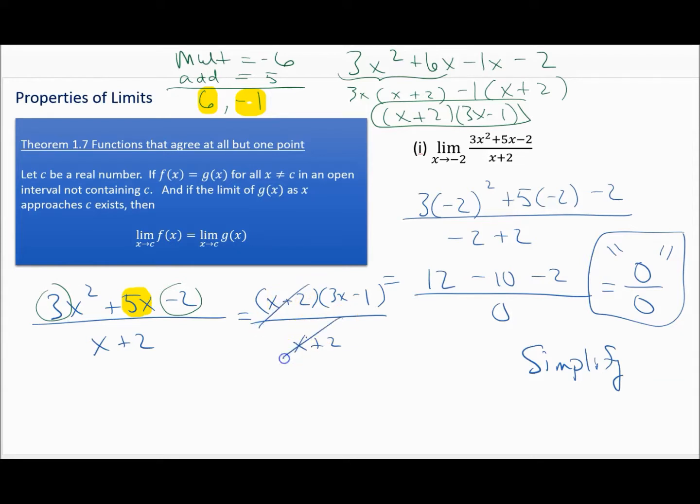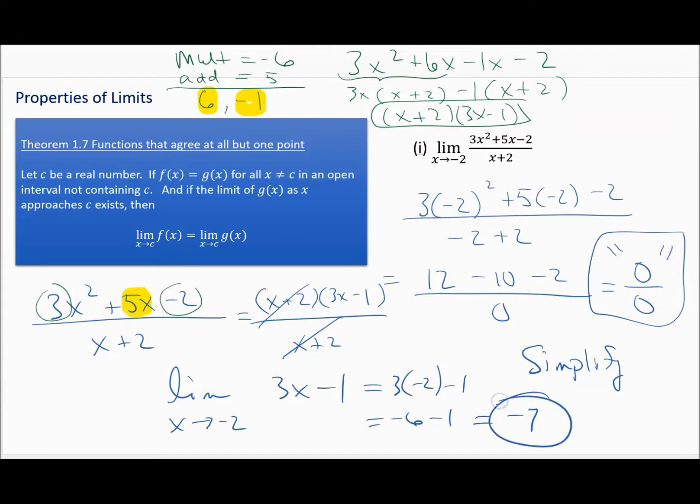I'm not saying you have to do it that way, I'm just saying if you get stuck. Now the x plus 2's cancel. So our function, 3x squared plus 5x minus 2 over x plus 2, is equivalent to just plain old 3x minus 1. So what they're saying is I'm allowed to take the limit as x approaches negative 2 of just 3x minus 1 instead, because these are the same function, but they differ at one point at negative 2. Because it canceled out, it gives us a hole in the graph, okay? So I have 3 times negative 2 minus 1. That's going to be negative 6 minus 1, which is equivalent to negative 7.